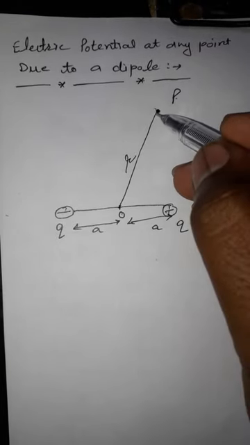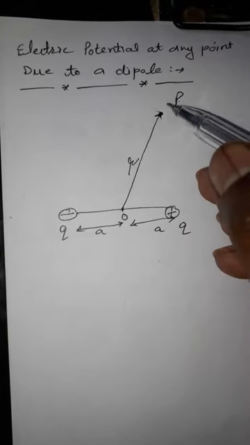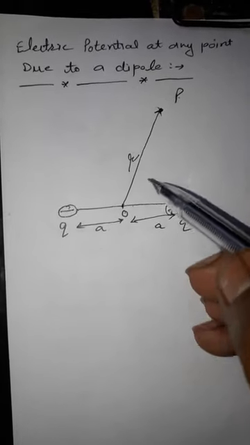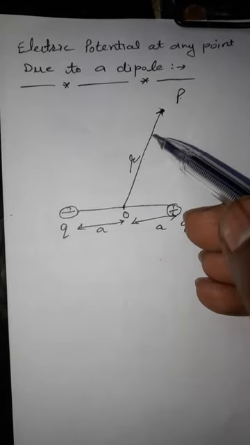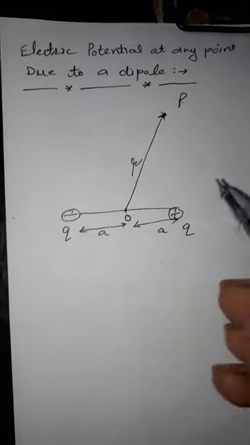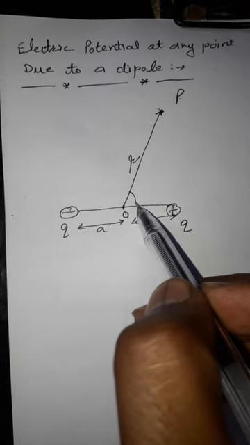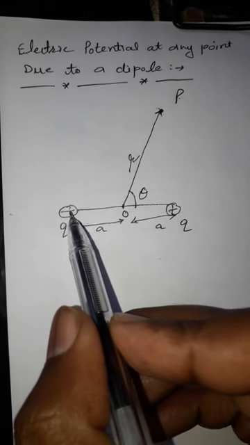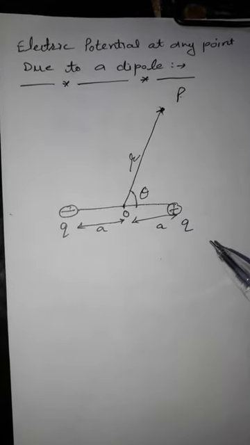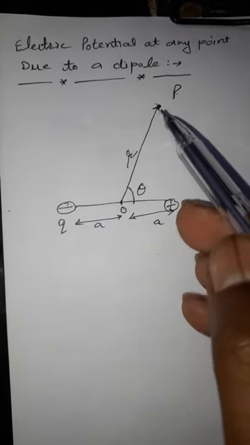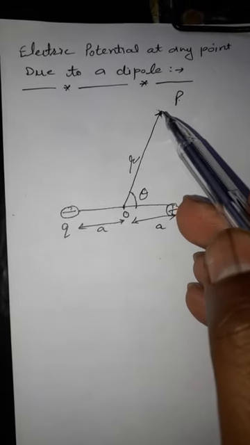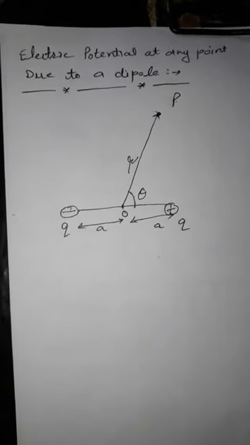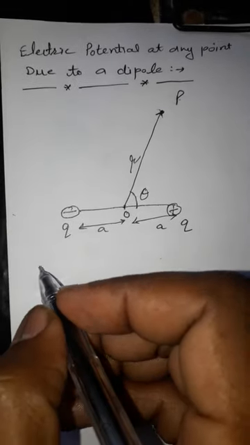So now, in order to find out the potential at point P, consider the line OP, which makes an angle theta with the dipole moment, as the dipole moment shows the direction from negative to positive. Now the potential at point P is the sum of the potential due to the negative charge as well as the positive charge.